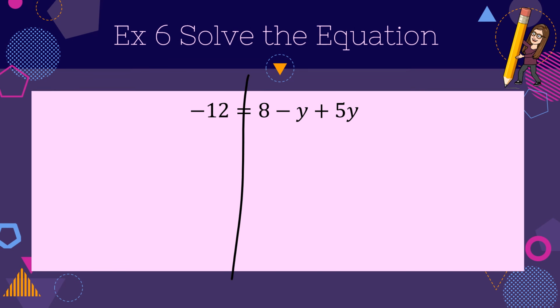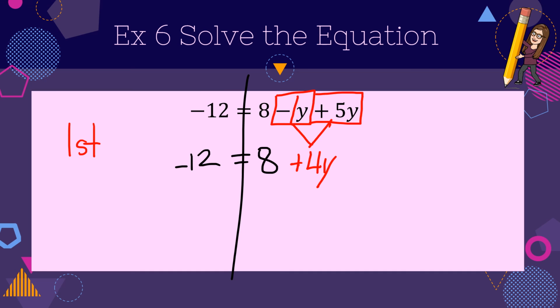And our last full example. First step. The left side's small, so I don't have to worry about that, but the right side's got stuff going on. I've got a negative y and a positive 5y. I can bring those together. Technically, there's a 1, right? So negative 1 plus 5 is positive 4y. Everything else falls down.